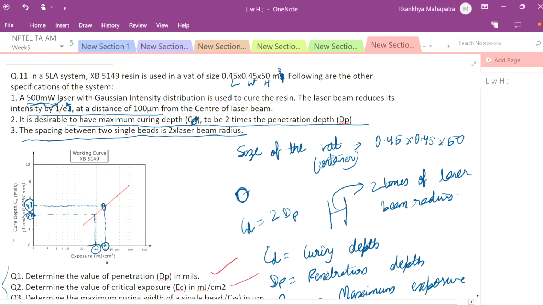Okay, I'll explain. Yeah, sure. So we have been given a resin, which is used in a container of this dimension.